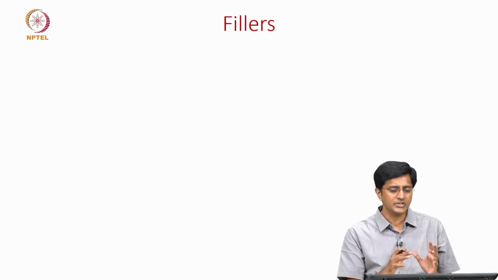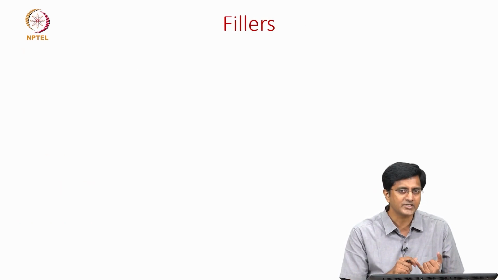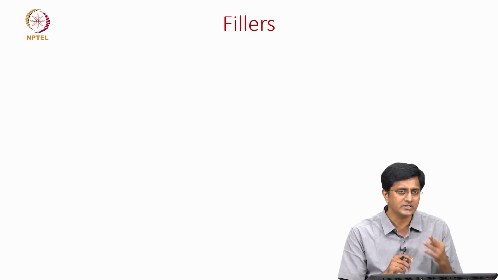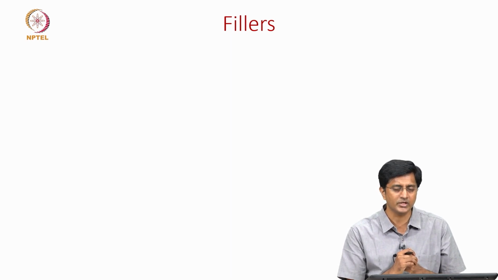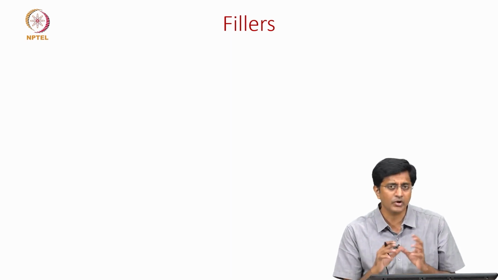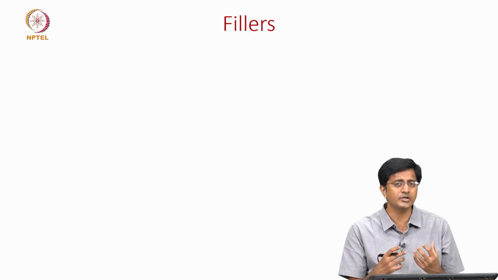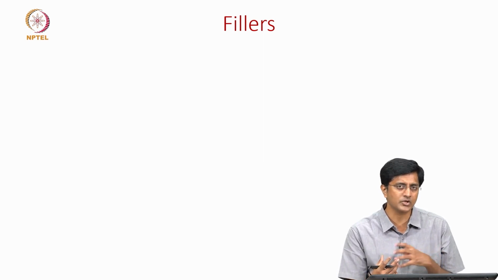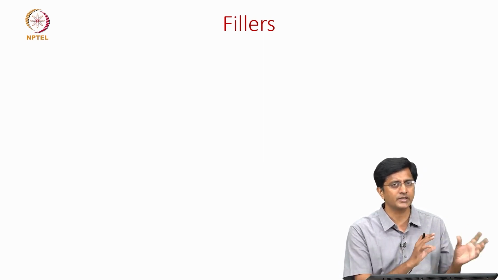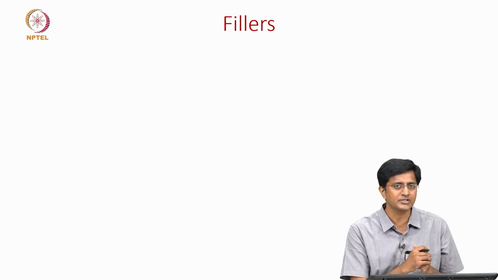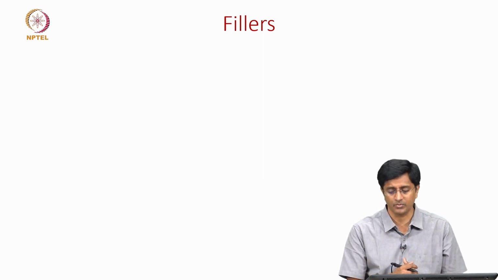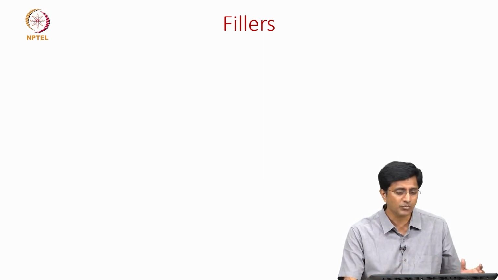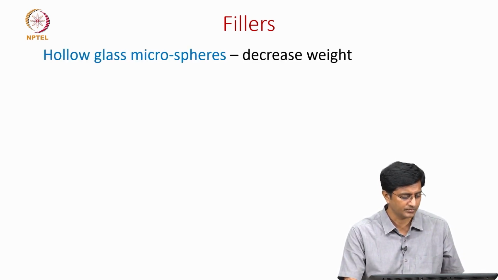So, now that we have seen the different matrix materials and the fiber materials, the third and the final component of the composite is the filler. We already mentioned fillers are not here to improve the mechanical properties, because mechanical properties are taken care of by either the matrix or the fiber, but fillers are here to improve some additional properties. So, let us see some common fillers and what properties they improve.